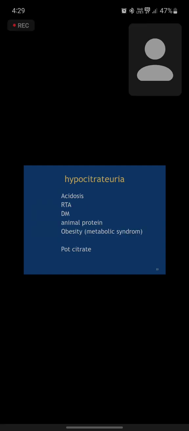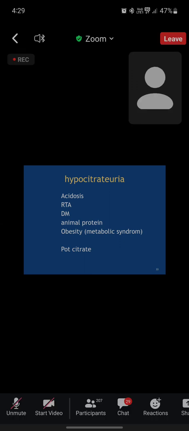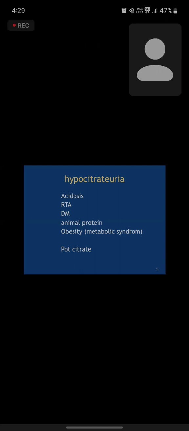Hypocitraturia, citrate being a stone inhibitor, we generally see in patients with metabolic acidosis, renal tubular acidosis, diabetes mellitus, patients on a high animal protein diet, especially red meats, and obesity with metabolic syndrome. These all in one or two ways lead to renal tubular acidosis and reduce the citrate excretion into the urine. So treat all these causes, prevent these, and add potassium citrate. Mainly these patients with hypocitraturia are benefited by potassium citrate. So potassium citrate should not be given to all patients.